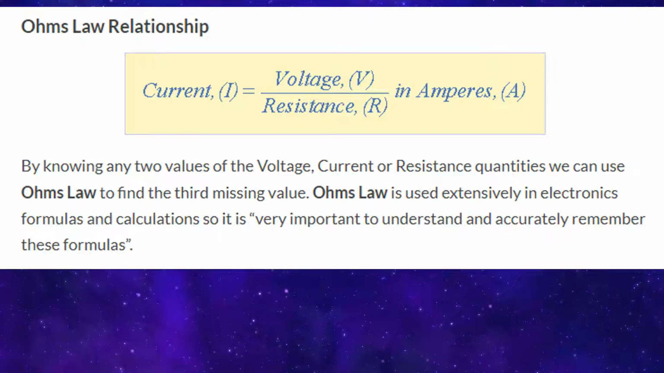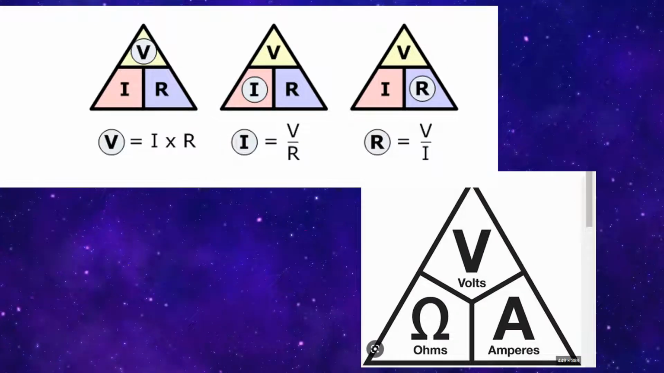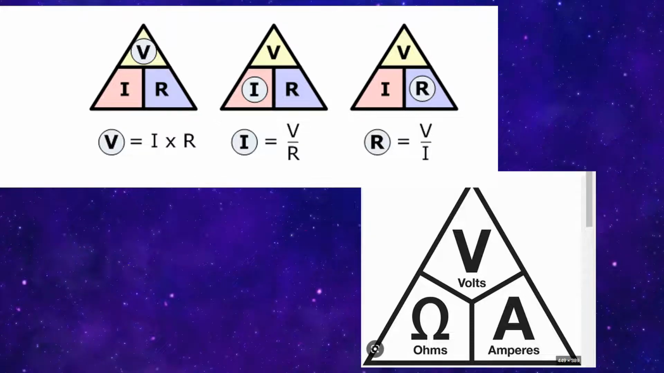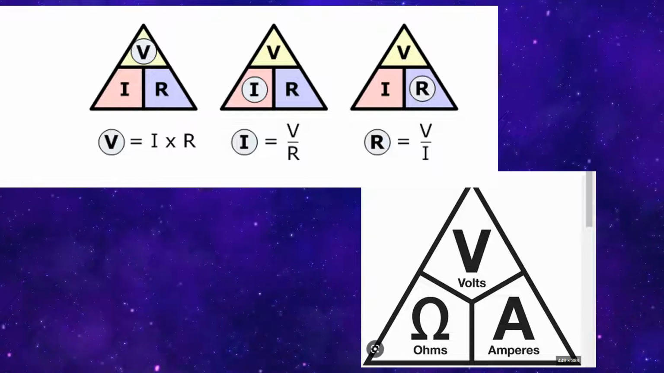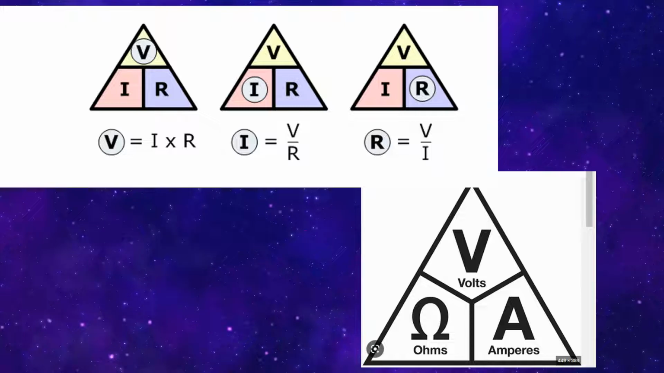To find the voltage, V equals I × R: V, volts, equals I, amps, × R, ohm. To find the current, I equals V divided by R: I, amps, equals V, volts, divided by R, ohm. To find the resistance, R equals V divided by I: R, ohm, equals V, volts, divided by I, amps.